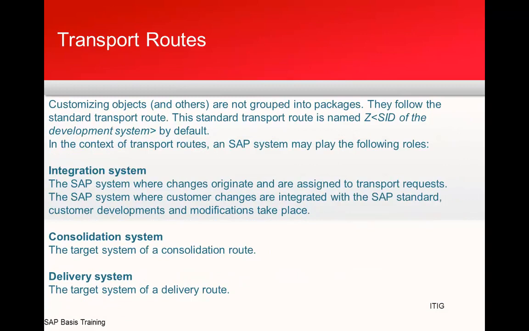Alright, so let's go to the transport routes. Here we will see the integration systems, the consolidation systems, and the target systems. The integration system is basically the SAP system where changes originate and are assigned to the transport request. It is the SAP system where customer changes are integrated with the SAP standard, and customer developments and modifications take place. The consolidation system is the target system of a consolidation route. And finally, the delivery system is the target system of a delivery route.